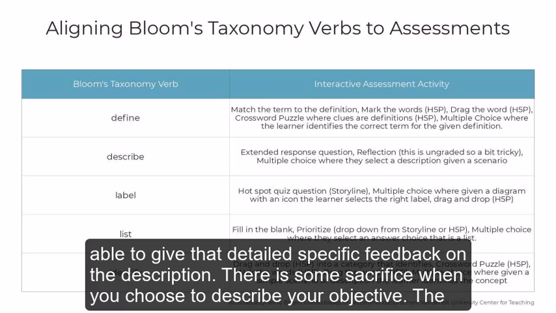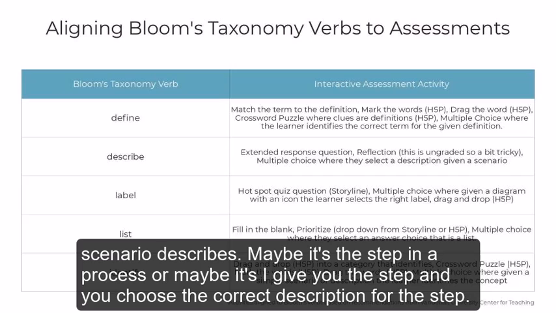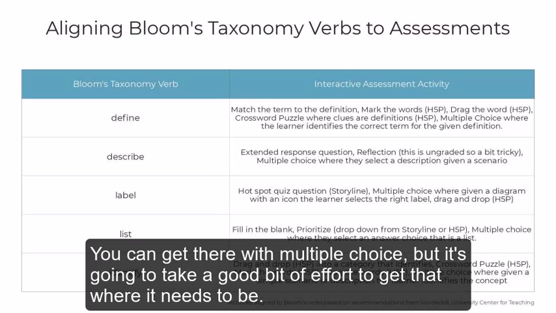There is some sacrifice when you choose to describe your objective. The best way to do it asynchronously would be where I'm giving you a scenario, and then the answer choices are descriptions of what the scenario describes. Maybe it's the step in a process, or maybe it's I give you the step and you choose the correct description for the step. You can get there with multiple choice, but it's going to take a good bit of effort to get that where it needs to be.